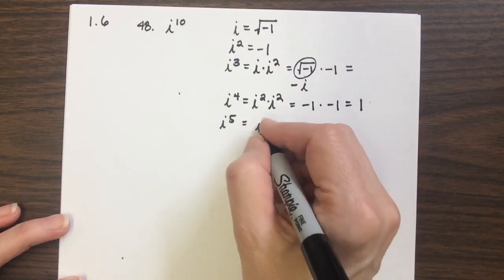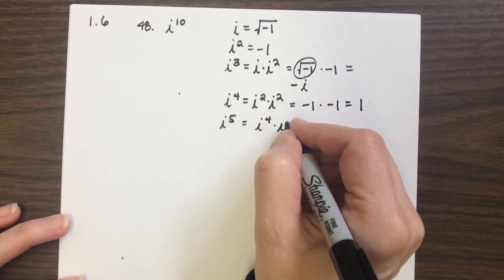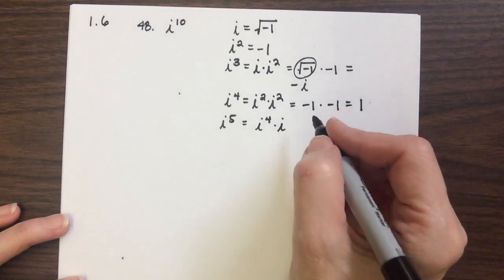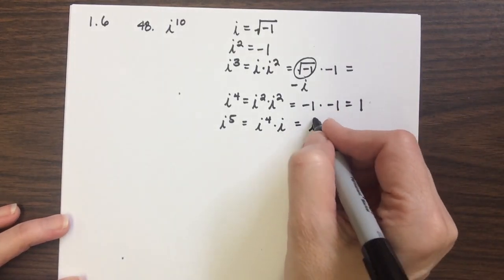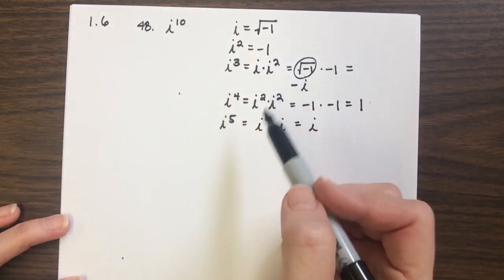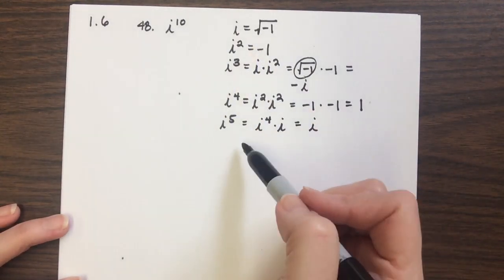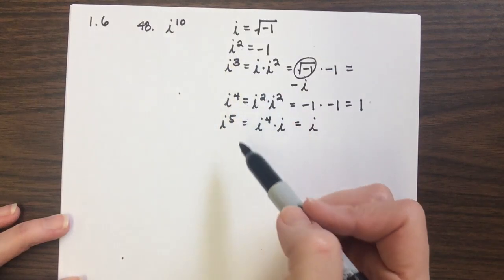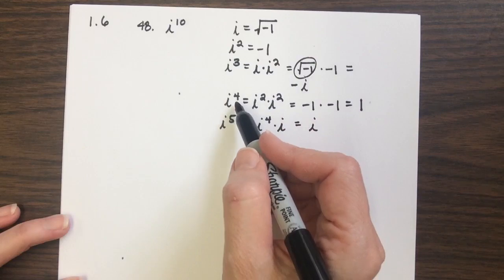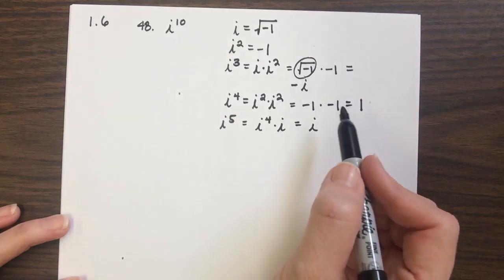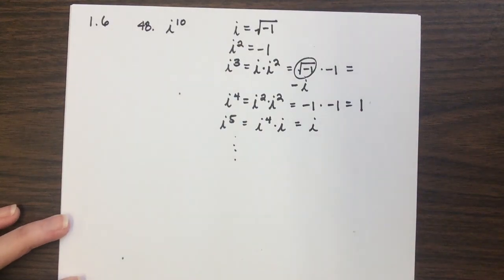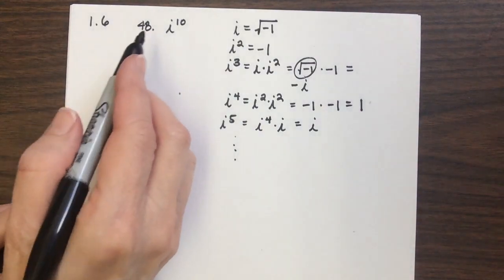Alright, if I keep going here, i to the fifth. So let's do i to the fourth, because I know that's 1, and then that would be multiplied by i. That would give me i to the fifth. So this is just going to be i. Alright, well, I am back where I started from. And I could keep going, and you will see that i to the sixth would be the same thing as i squared. Then i to the seventh, the same thing as i cubed. And then i to the eighth would be back to 1.